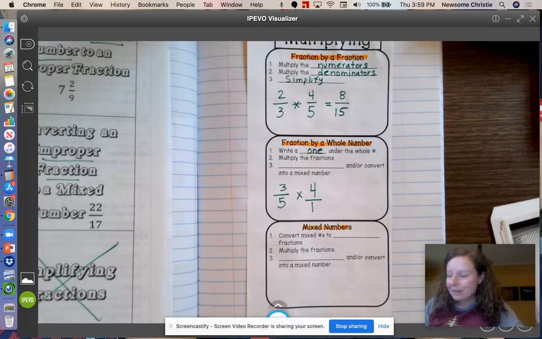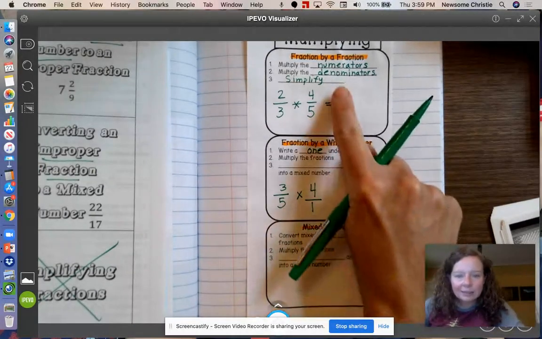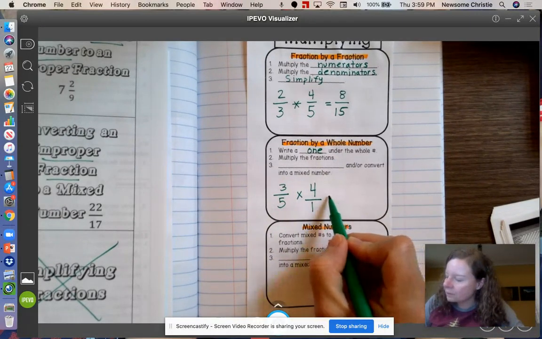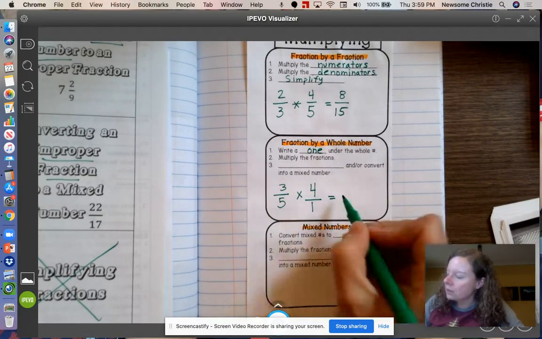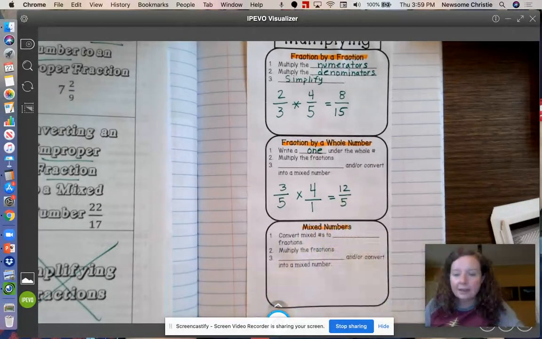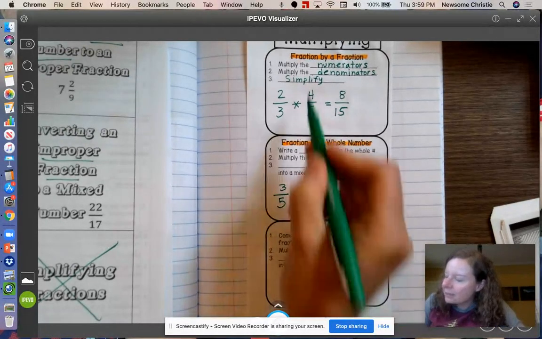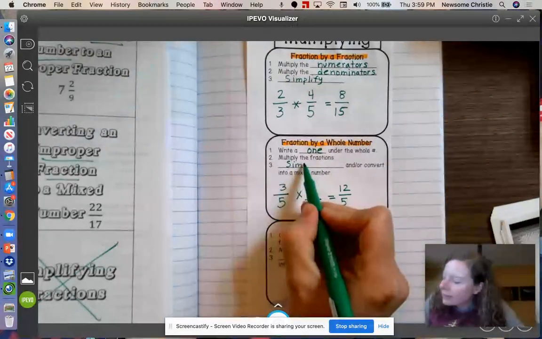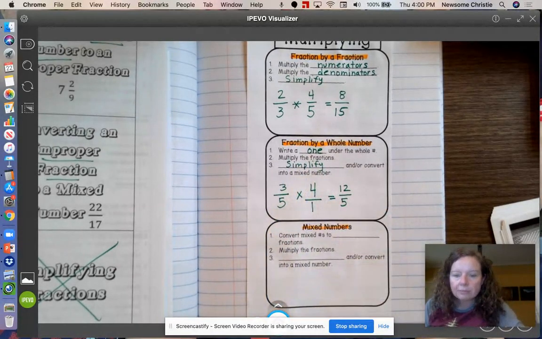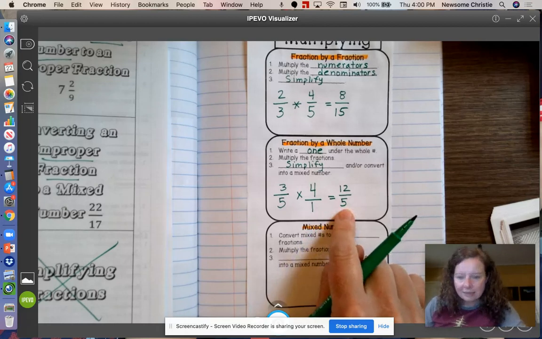And now that we have two things that look like normal fractions, we just multiply straight across, just like we did up at the top. 3 times 4 is 12. 5 times 1 is 5. And so 12/5 is our answer. Okay? So the last step then is going to be the same as up here. Simplify and/or convert it into a mixed number. So you'll probably notice that this answer is improper.